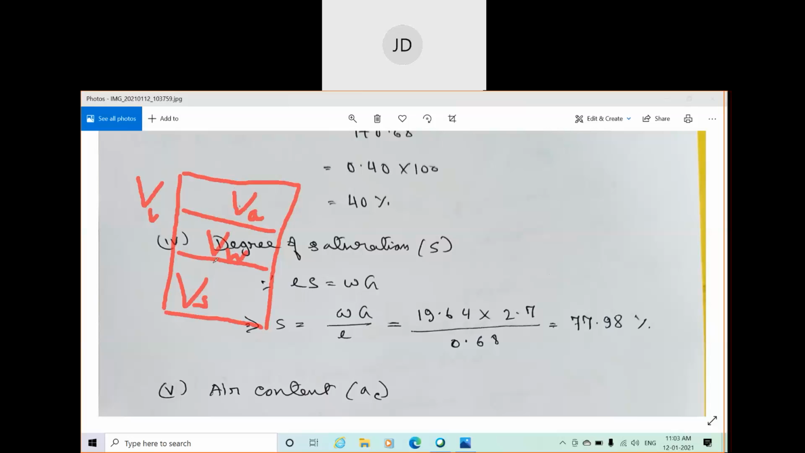Okay, so what is degree of saturation? Degree of saturation represents volume of water by the total volume of voids, VW by VV. And what is air content? Air content represents VA by VV, that is, volume of air by volume of voids. So now, if degree of saturation is known to you, can we find out air content?